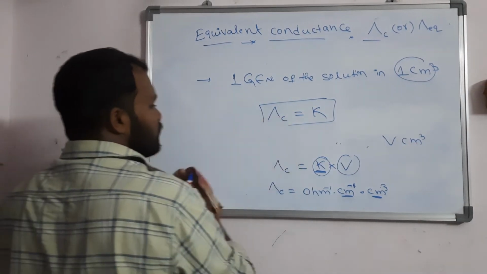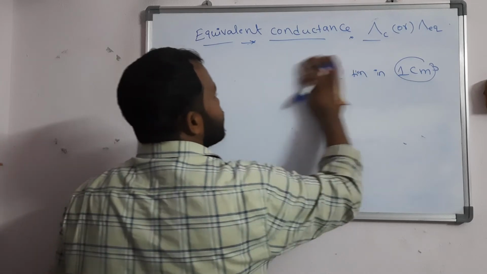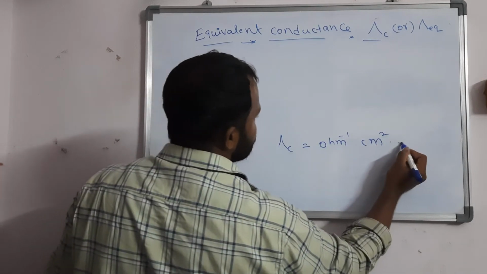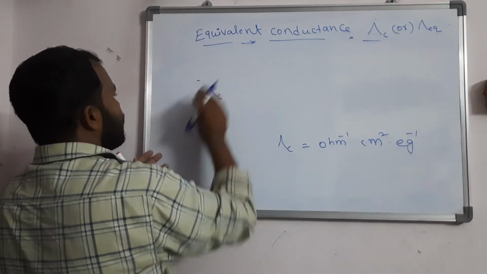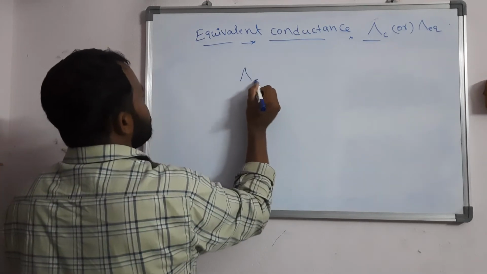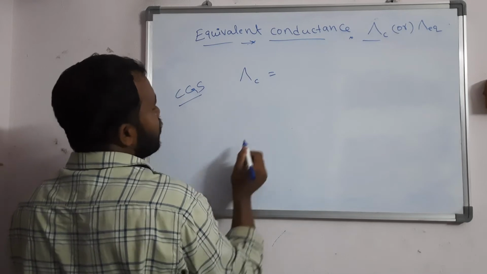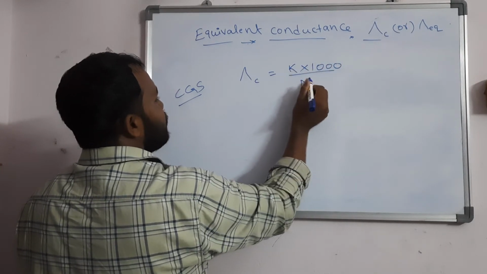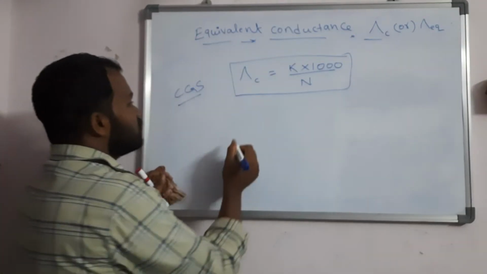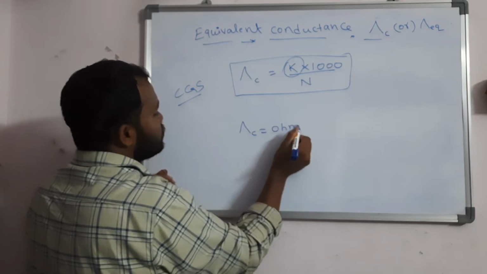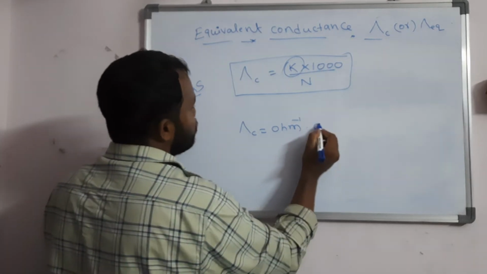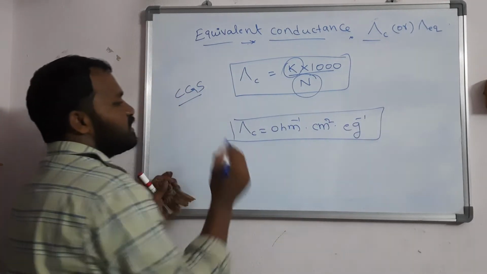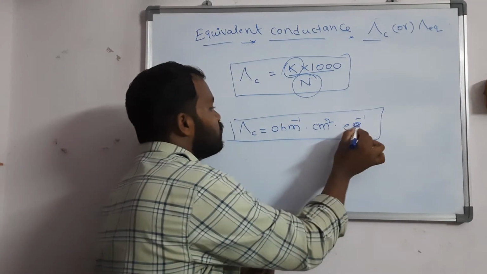So including normality, the relation for equivalent conductance: lambda C is in ohm inverse centimeter square, and for equivalence you should write equivalent inverse. So the general definition, lambda C in CGS units, a very important formula. Directly I am writing: lambda C is equal to K into 1000 by N, where N is normality. This is in CGS units. K is ohm inverse centimeter inverse, so we get centimeter square, and normality is 1 by equivalent, so you get equivalent inverse. These are the units for lambda C: ohm inverse, centimeter square, equivalent inverse.